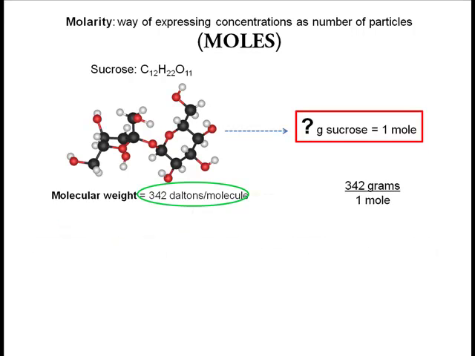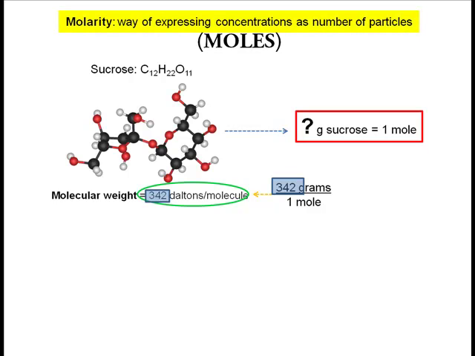If you notice, that is the same number that we use for the molecular weight. And that's a general rule that you can apply to any molecule. If you take the molecular weight of a molecule and take that same number in grams, that will give you 1 mole of that substance. Now we use moles to illustrate how to make different concentrations in solutions.